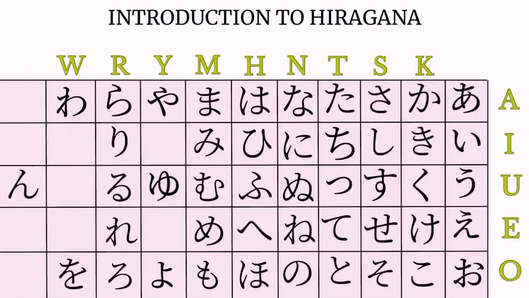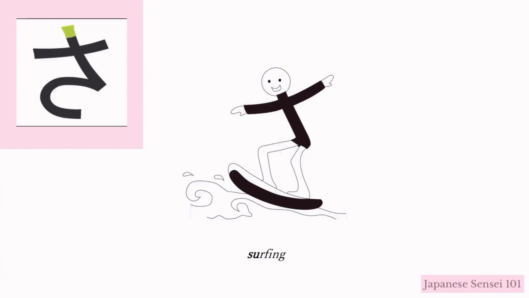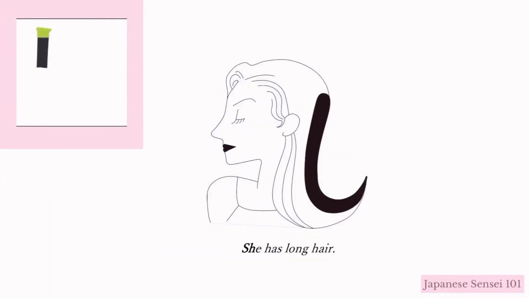Great job! We finished the first 2 columns. Let's proceed to the next consonant, S. Sa. To memorize this, visualize a man surfing with his surfboard. Shi. To remember the hiragana shi, visualize a girl with long hair flowing down.